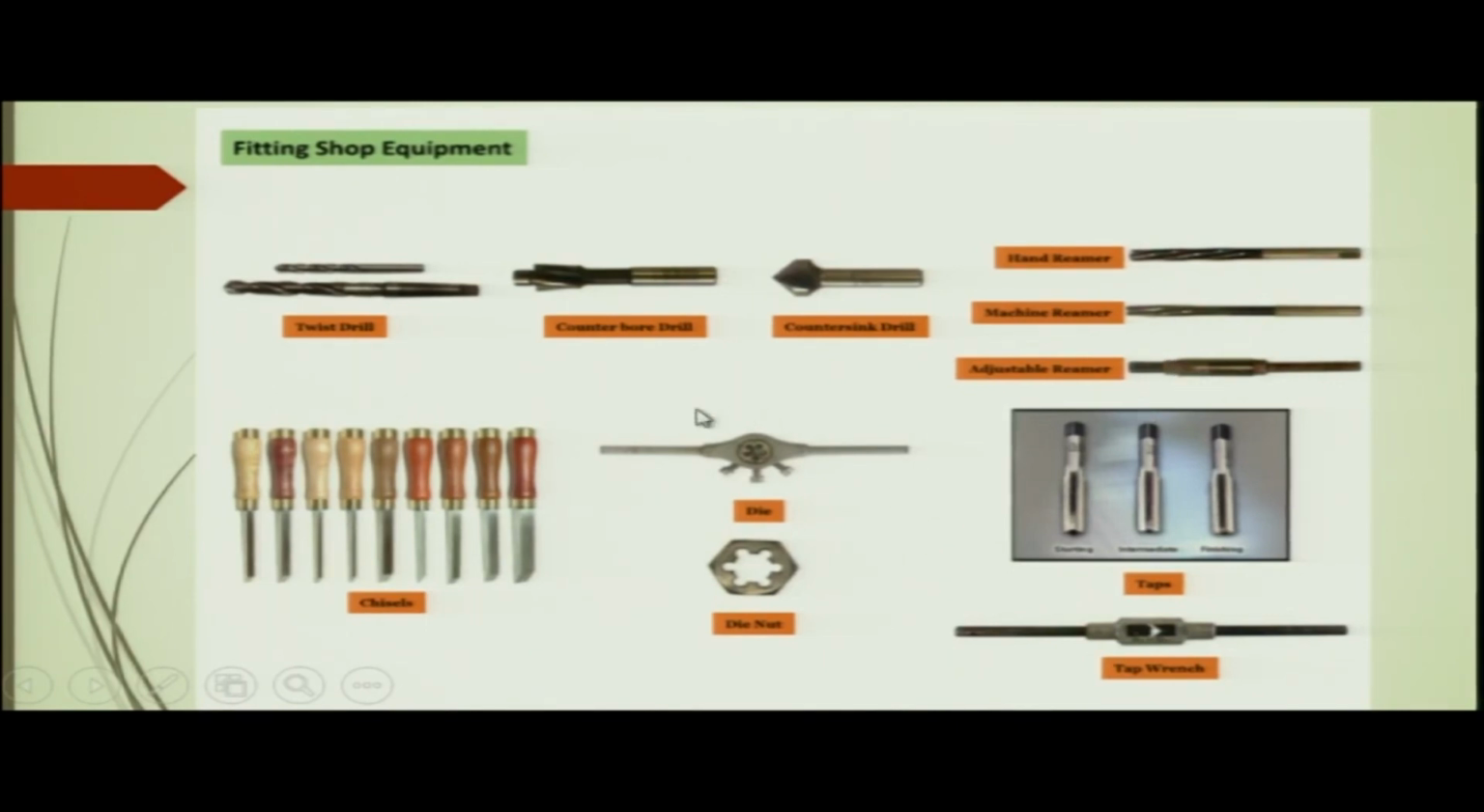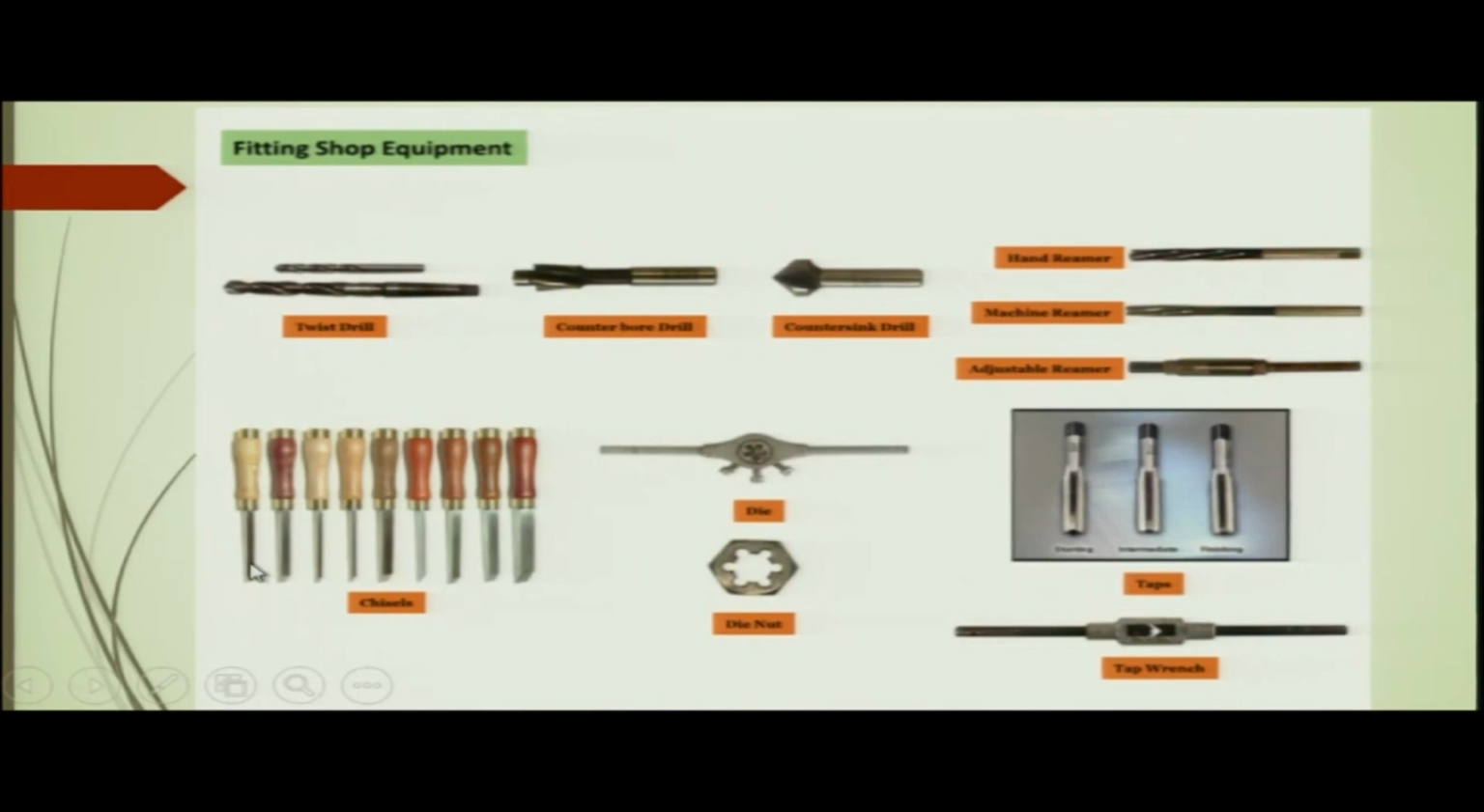Here you can see the die. This die is used to make the external thread. These are the taps which are used for making the internal thread, and the dies are used to make the external thread. So, we have the die nut. This die nut is fitted inside this die holder, and the entire thing is used to cut the external thread.